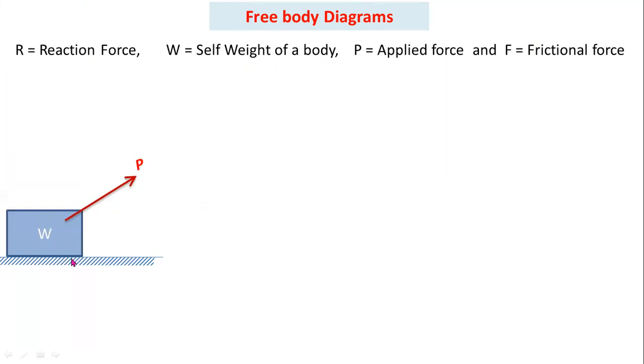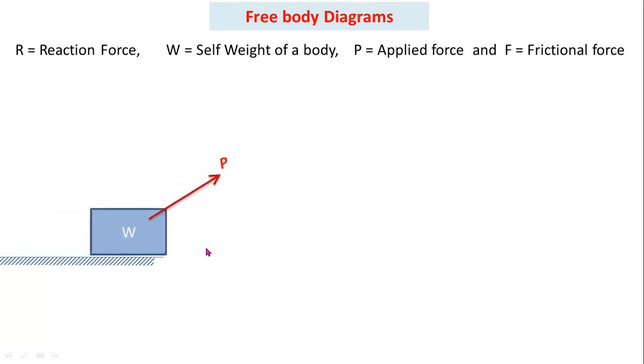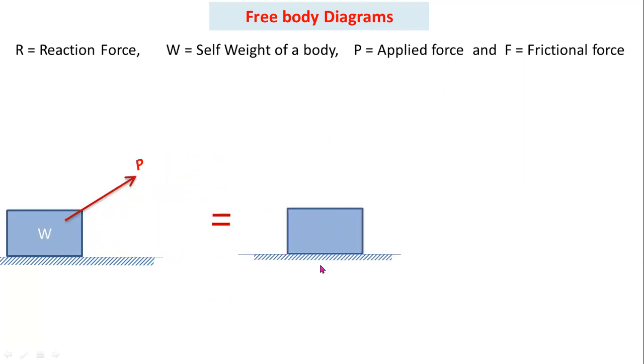Here let's consider a block of weight W. When you are applying a pulling force P in this direction, then the block will move like this. This is the direction of motion of a block. Now already we know that the self weight of a block W acts vertically downwards. So this is the direction of the self weight W.